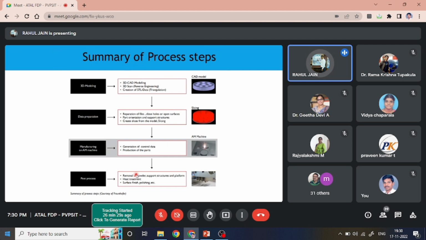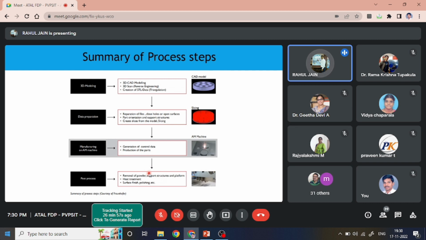What we do in post processing: if there is any unwanted powder over there, you remove it. You remove the support structure. Support structure meaning this additive manufacturing is done on a base plate, because wherever you put the first layer, there would be a plate, and that plate is of no use. Eventually you need to remove that particular plate, right? So in post processing, we generally tend to remove this base plate.